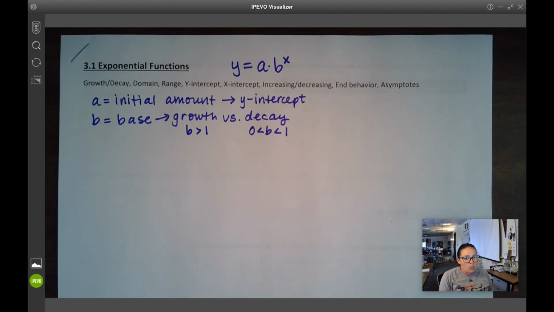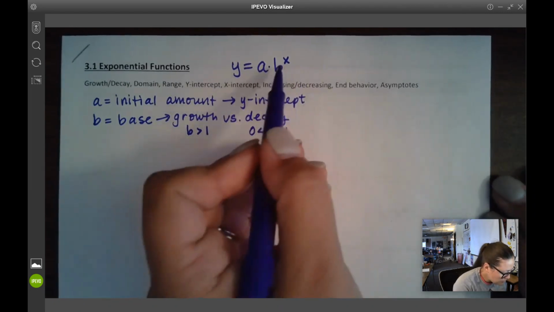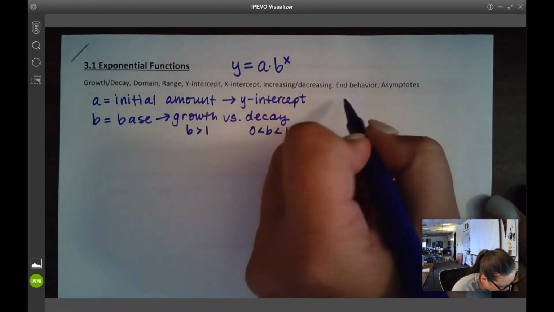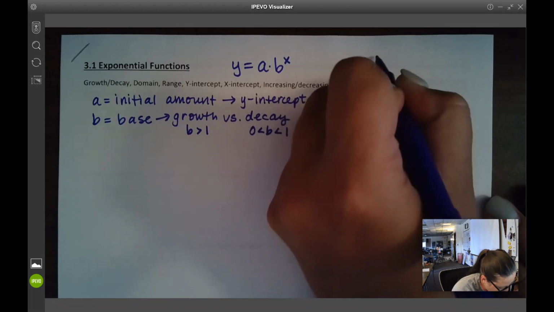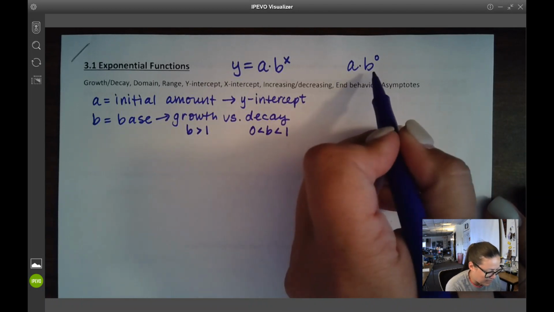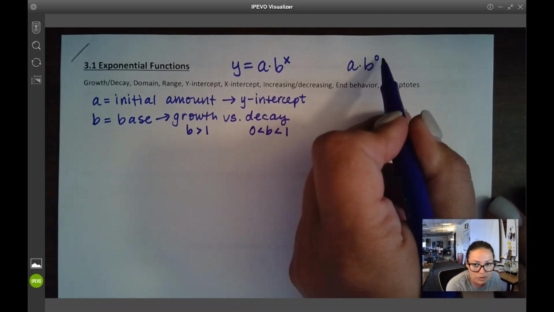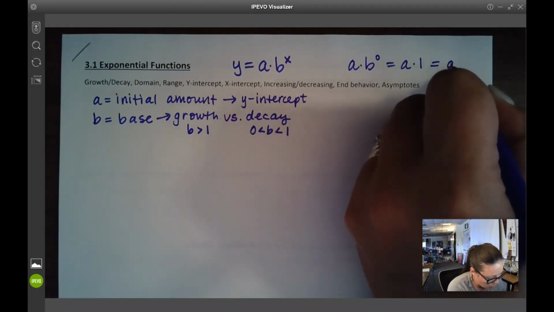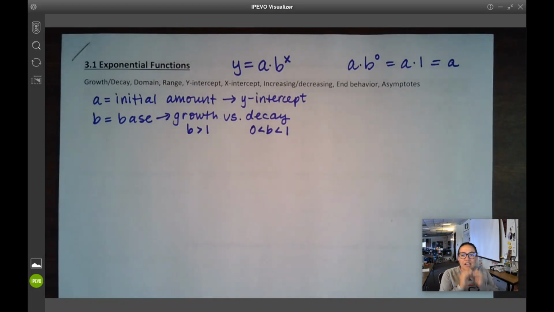So why is the y-intercept always a? Well, let's just imagine for a second I plug in 0 for x. If I have a times b to the 0, regardless of what these numbers are, it doesn't matter. Anything to the power of 0 is 1. And of course, anything times 1 is itself. So regardless of what a and b are, a will always be the y-intercept.